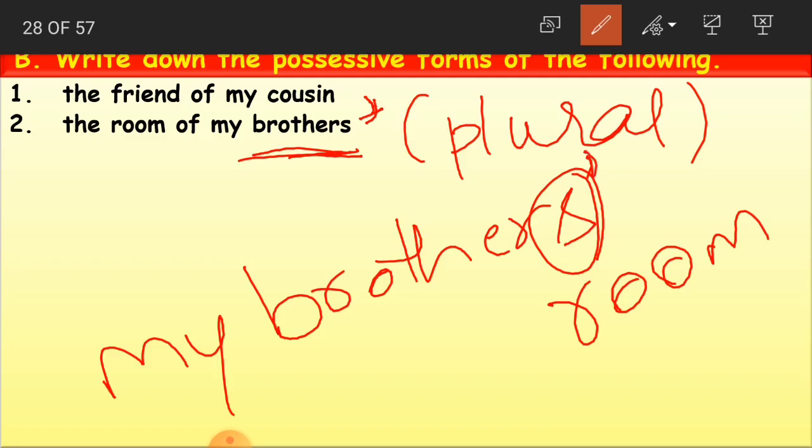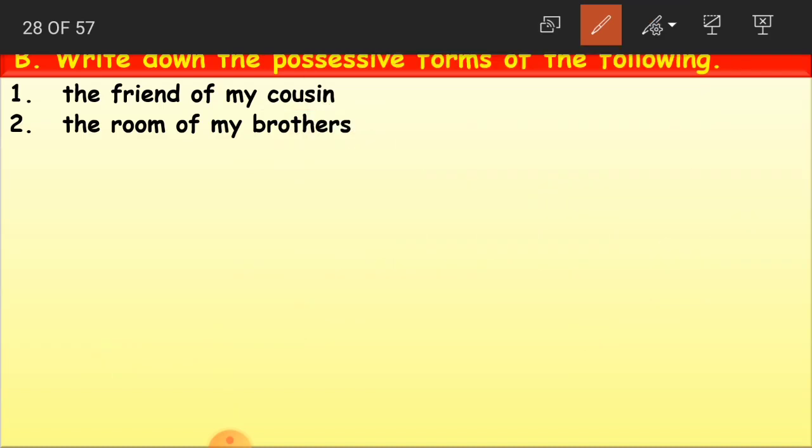Okay, clear, children? So don't get confused. For cousin it is singular, so we added apostrophe and s both after the noun. And when it is plural, you have to add it after s. The apostrophe must be added after s, and you have to write like this, my brothers' room. Clear, children? Yes. Okay. Now the other sentence.